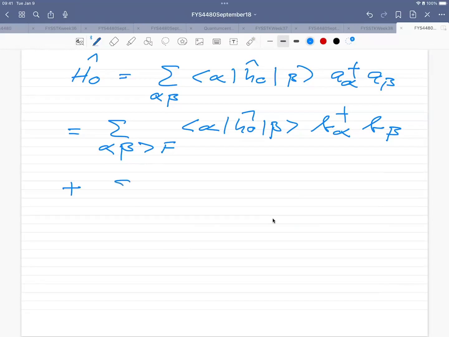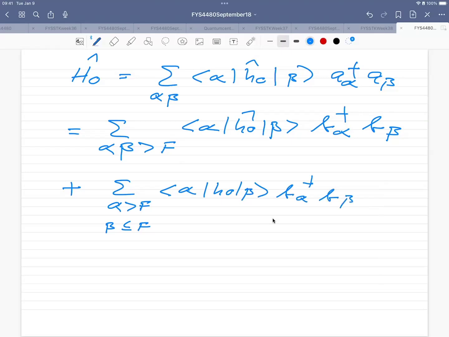So I have to take into account both situations. So I would have an alpha larger than f, and then beta smaller or equal to f, and then we have the opposite case. So when we do that, we get first a B alpha, and then I have a B beta. Now I'm just using the definitions. This is still normal ordered, so there's no problem with that. And then I have a new term here, which is alpha, obviously less than f, and then beta larger than the Fermi level. And this is given by alpha H0 of beta.